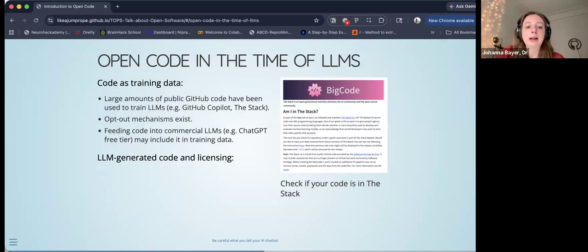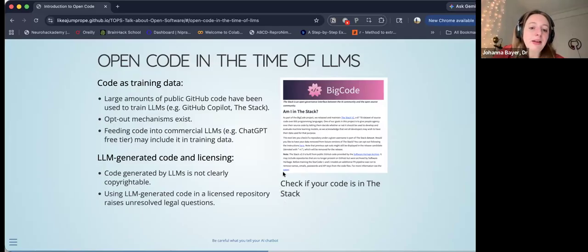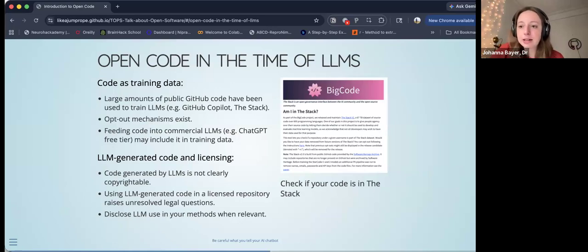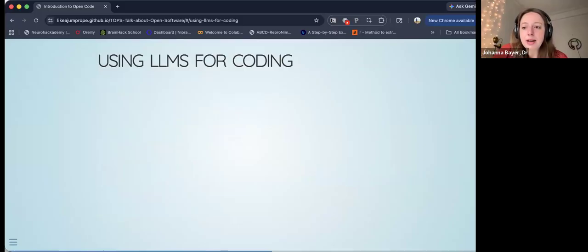Then we have the issue with LLM generated code. Code generated by LLMs is not clearly copyrightable. It's a bit unclear who the author is, and I think there's no current legal solution for this problem because it's new. Using LLM generated code in a licensed repository raises unresolved legal questions. If you use LLMs to generate code, you should declare that when necessary.